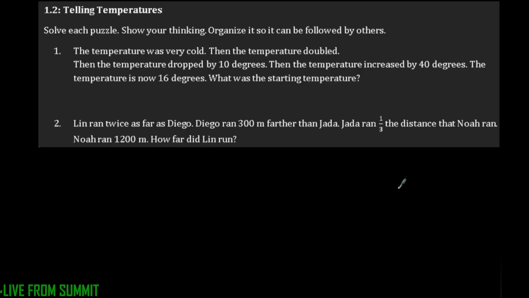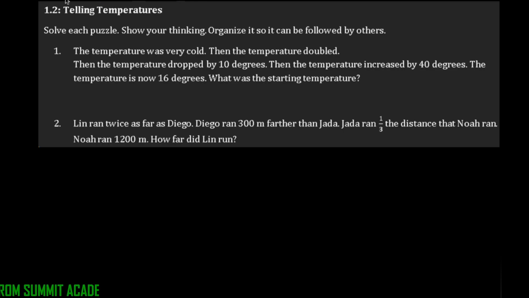On the next part, it says solve each puzzle and show your thinking. So for number 1, the temperature was very cold, probably in the negative degrees. Then it says if you double the temperature, then the temperature dropped by 10 degrees, then the temperature increased by 40 degrees. The temperature is now 16 degrees. What was the starting temperature?